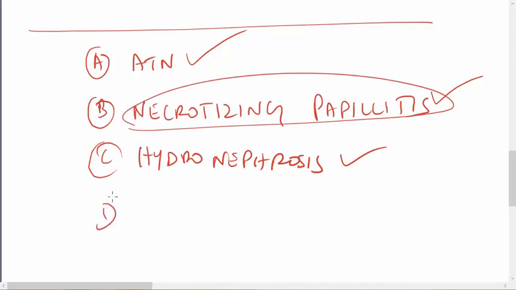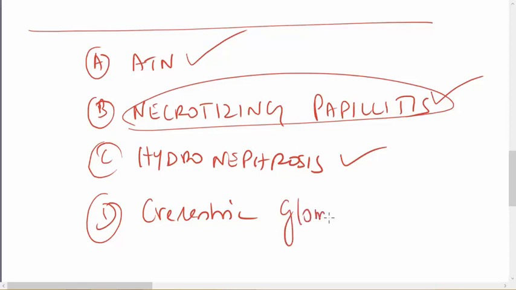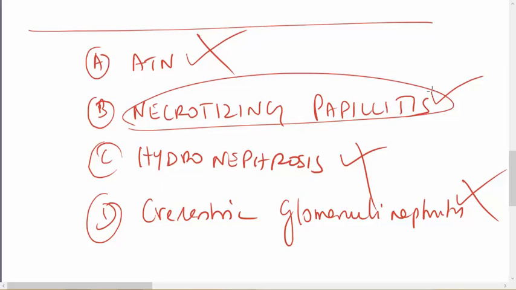And D, they have given crescentic glomerulonephritis. Actually, here the glomeruli are absolutely normal, because there is no history of hematuria and no proteinuria. So the glomeruli are normal, there is no inflammation in the glomeruli. So it is not crescentic glomerulonephritis, it is not hydronephrosis, it is not ATN. So, the only choice is necrotizing papillitis.